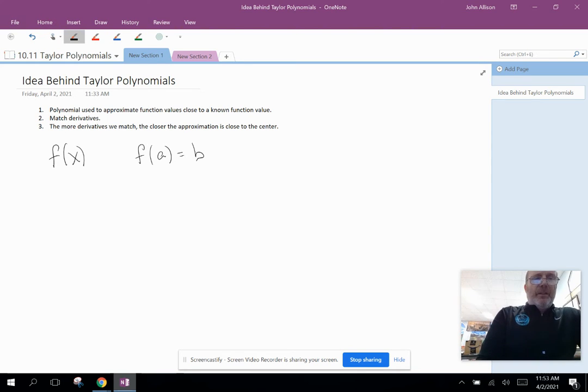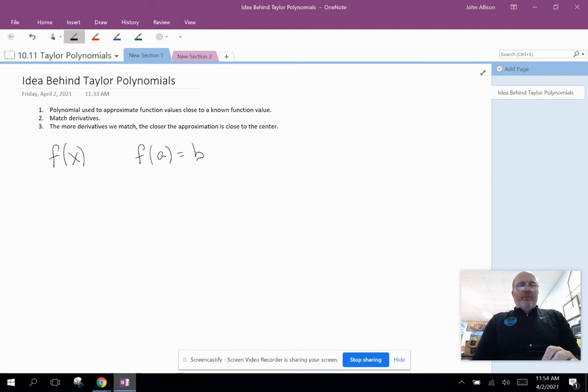But recall that when we did tangent line approximations, we would look for a point on the curve, calculate the derivative there, find the equation of that line, and use that as a tangent line approximation for values close to that. That's the same idea behind a Taylor polynomial, except we're going to incorporate more than just the first derivative.